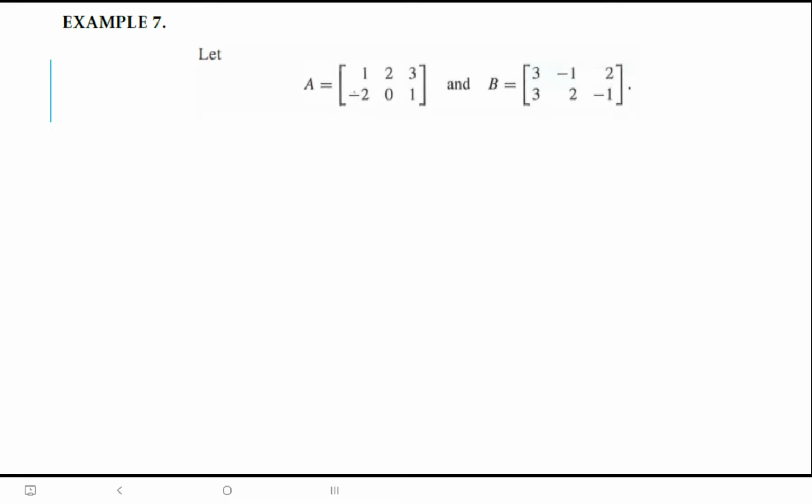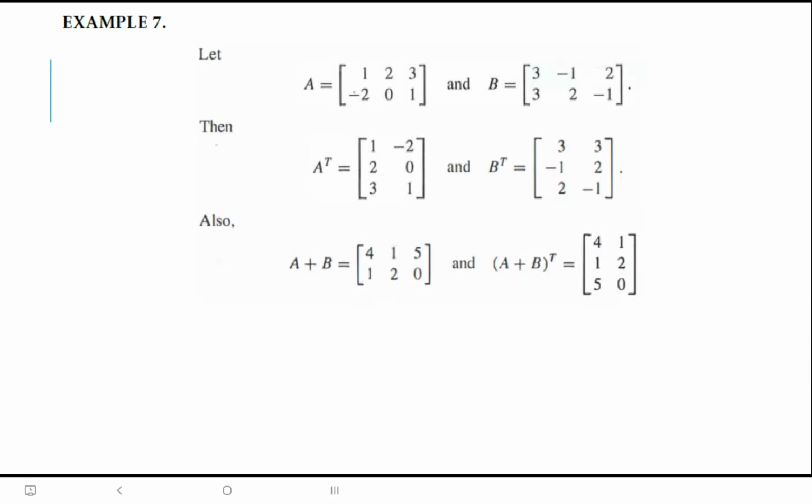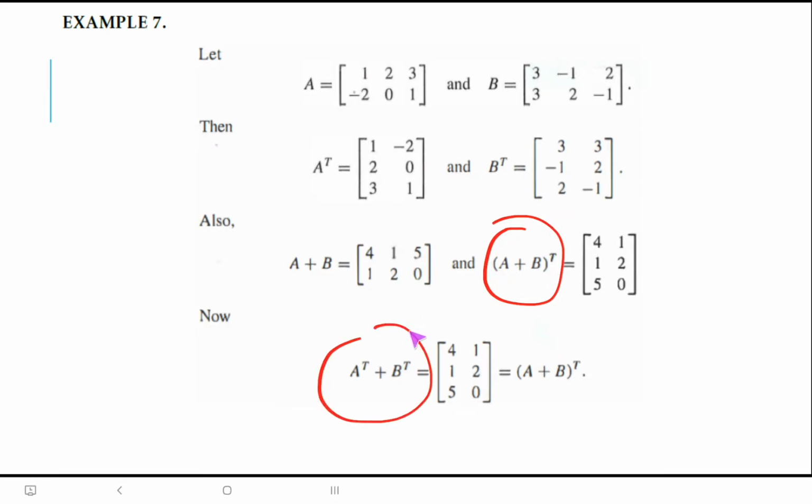Okay, so now let's proceed to another example. So suppose we have here A and B, and getting their transpose, we get the following. So nag-swap lang tayo ng columns and then rows. Now we want to verify a property. So computing for A plus B, we get this one, and then transposing it, we get this matrix. Okay, now computing for A transpose plus B transpose, we can see that we get the same value as this one. So these are equal, okay, pero note that this is not a way of proving. Hindi proving yung ginagawa natin. We're just verifying the results. Okay?